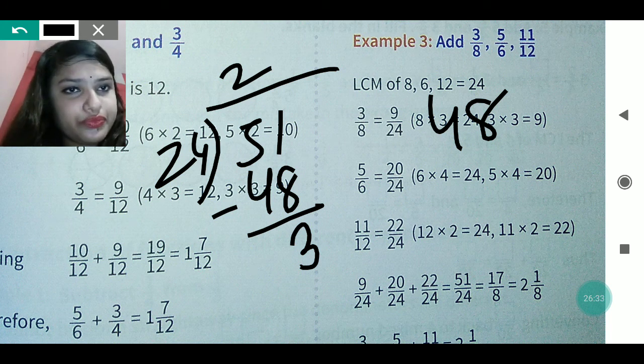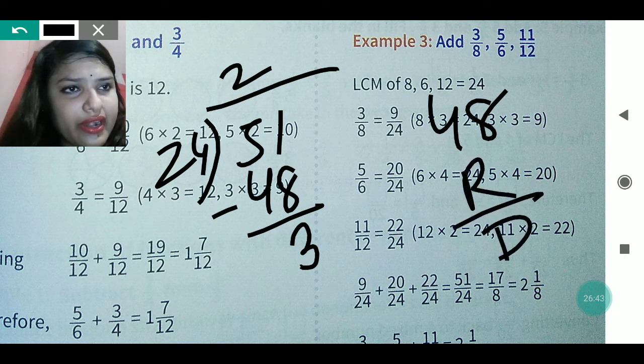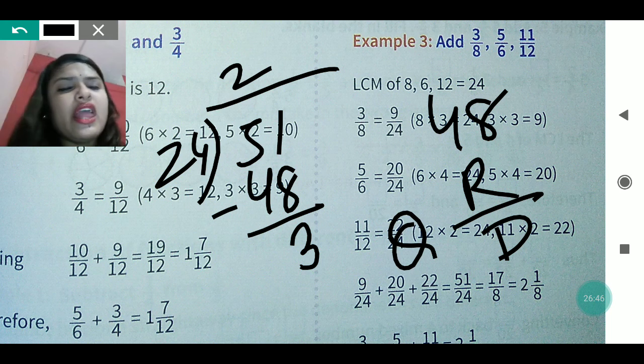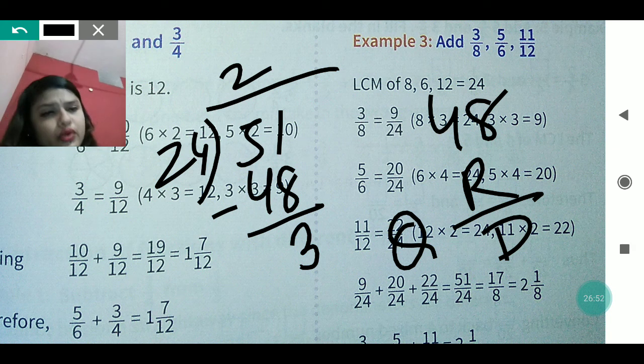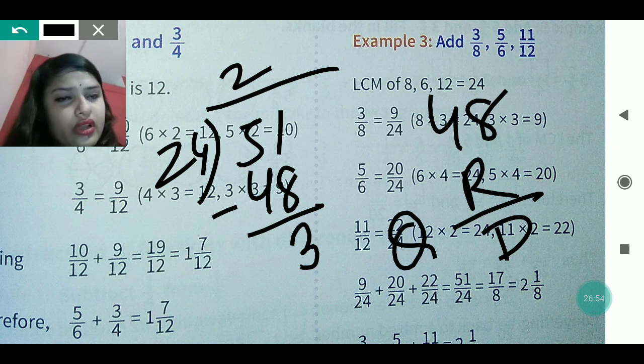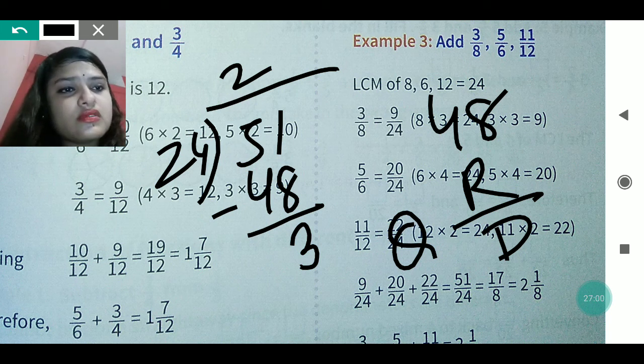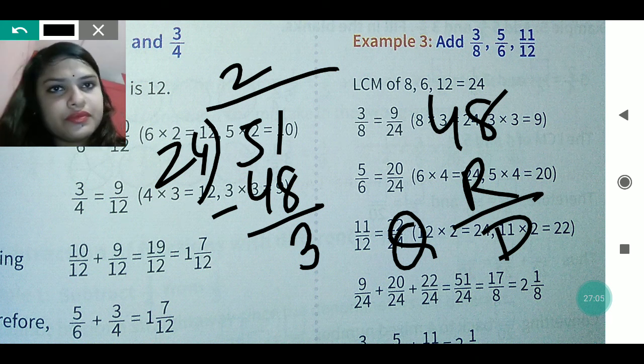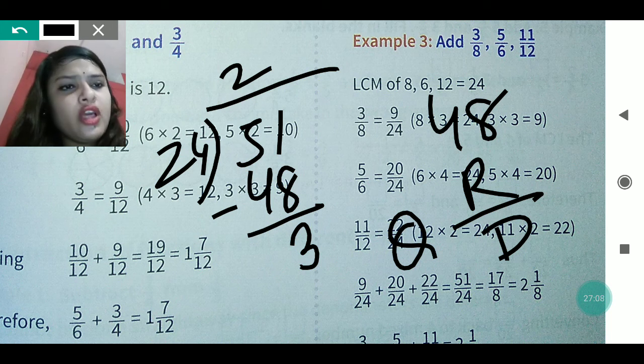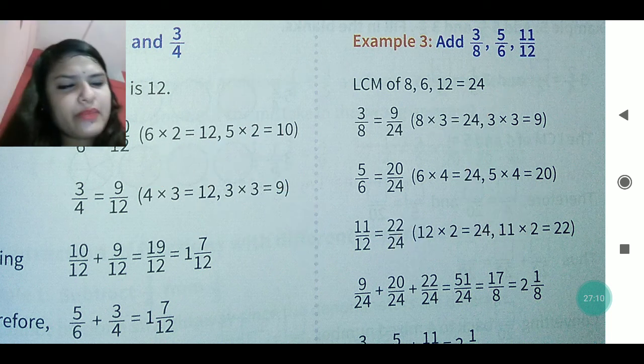Now what will you do? You will write it in its lowest form. So how will you write? Just see: quotient, remainder and the divisor. So what will be the answer of this? The answer will be 2, 3 upon 24. 2, 3 upon 24. Here it is. By this you can get it.